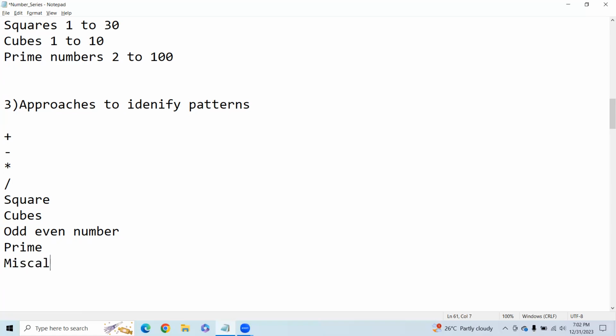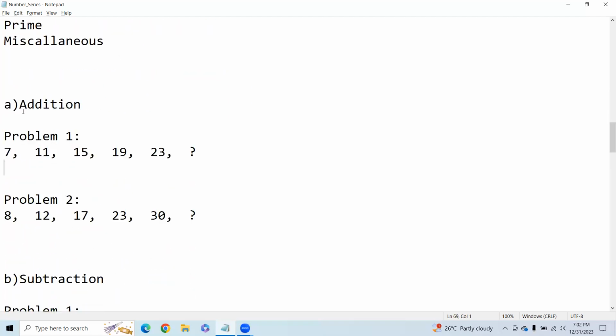And if there is no single pattern, there might be a combination of 2 or more. Usually in the exam, no one will ask you a direct, straightforward question on addition, subtraction, or square. They might give you a miscellaneous problem where you need to apply combinations of 2 or more of these, and then you'll be able to identify the pattern. So let's try to solve each and every approach problem one by one, and then we'll go to miscellaneous problems. So let's look at the first approach of solving number series problems, that is addition.